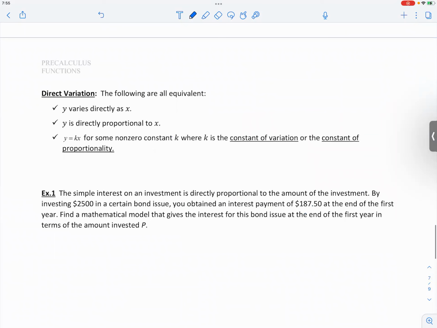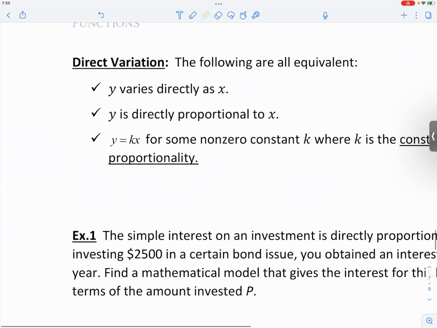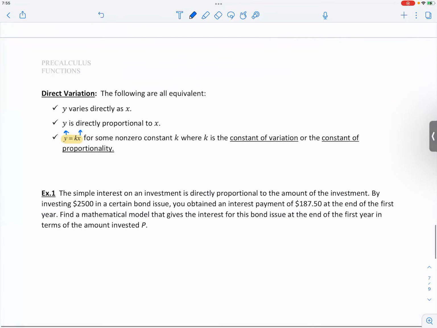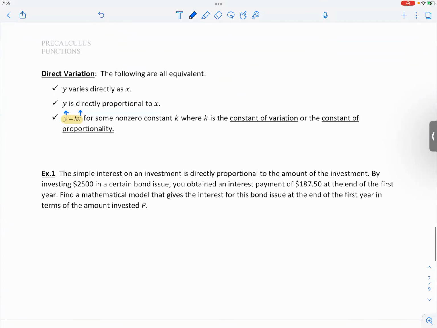Okay, so you're going to see some variations of the expression, like for your notes here. You will see that it is y equals kx. And the whole idea is that if x goes up, well, guess what? y has to go up as well. Okay, so let's go ahead and take a look at a few examples.